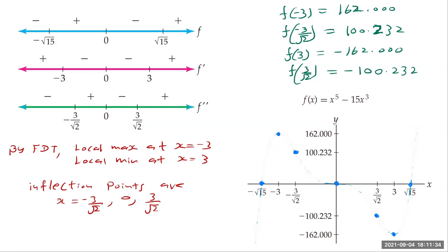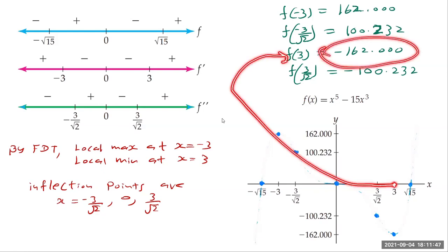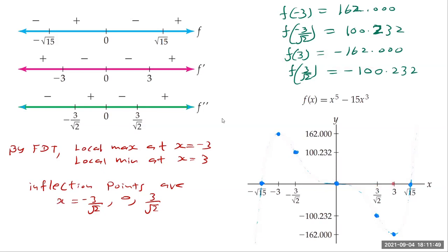And again, here at x is equal to 3, we know that we have a local minimum. And of course, I can find that minimum value by plugging x is equal to 3 in my function. That will be minus 162. That is the value here. So that means my graph passes through this point and it should have this shape here. Here it is like this, local maximum. Here it is like this, local minimum.